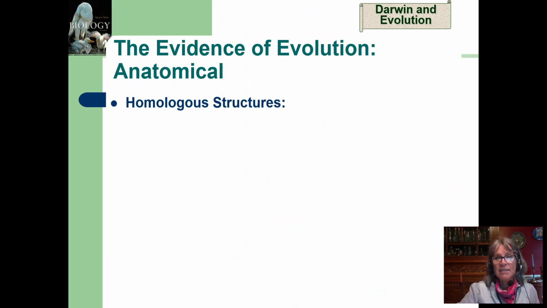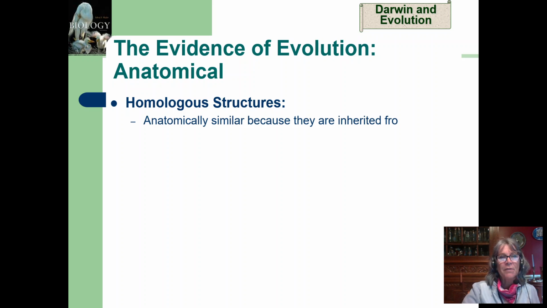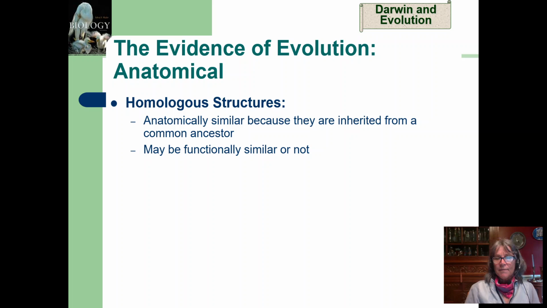We have anatomical evidence. We can look at physical structures on organisms, and we can see homologous structures. Just like homologous chromosomes, they're similar but not identical. Homologous structures are those that are anatomically similar because they come from a common ancestor. So they've changed over time on different species because those species have different niches they fill or different environments they live in. And so they have been modified to best serve the purpose needed. So they can be functionally similar, but they might not be.